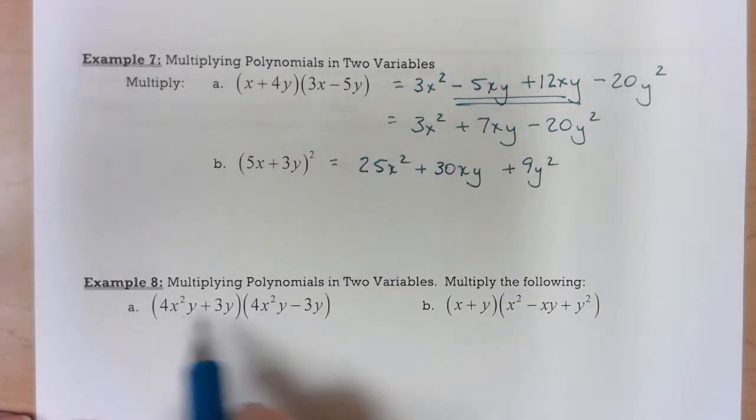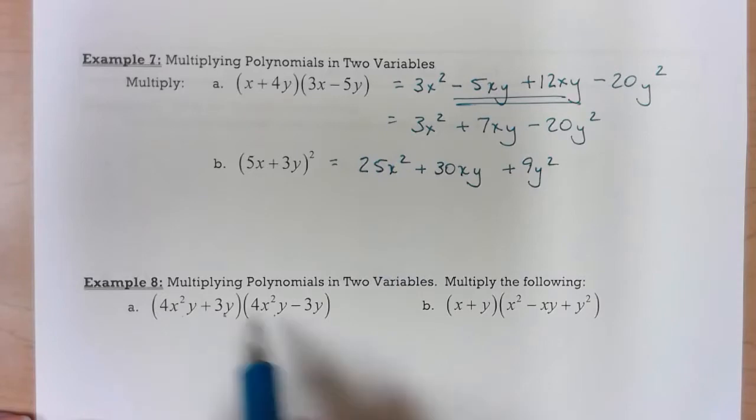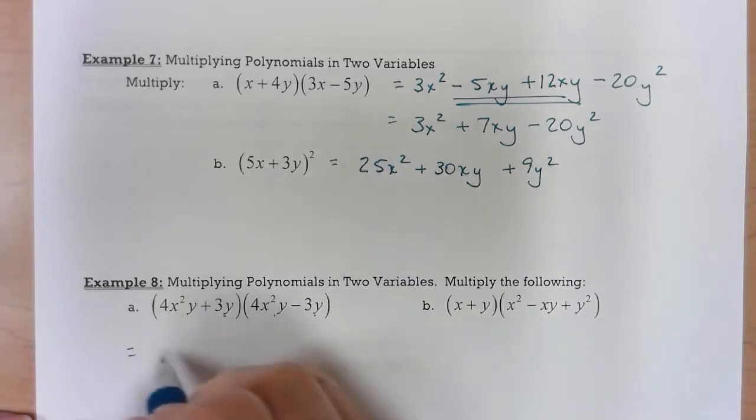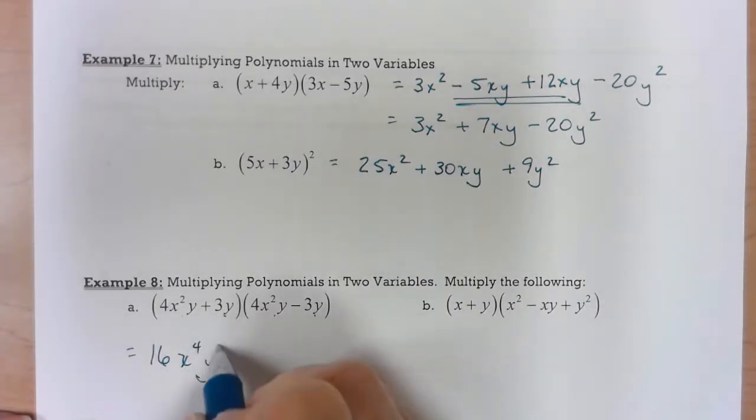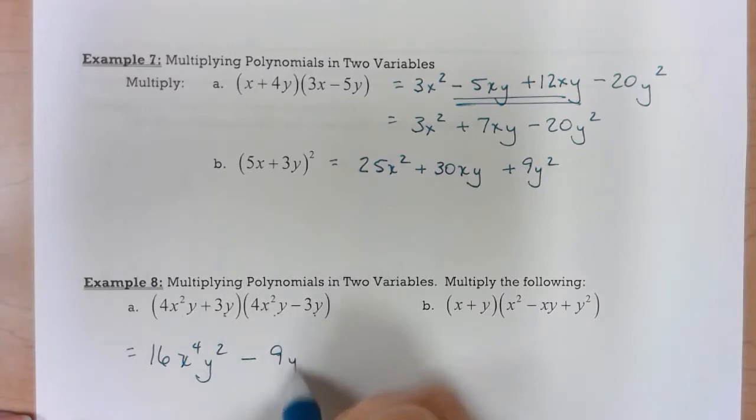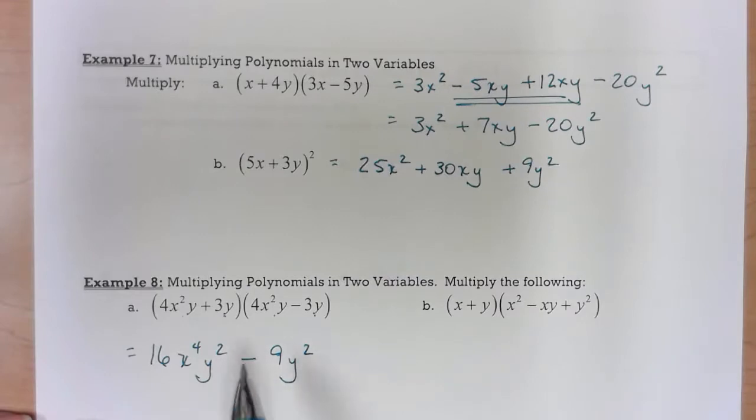Ooh, that term and that term are the same. That term and that term are the same, but the signs are different. So I should be able to not worry about the O and the I. 16x to the 4th y squared. Now if you had foiled that one, you would notice that the O and the I eliminate each other. So again, if you notice it, fine.